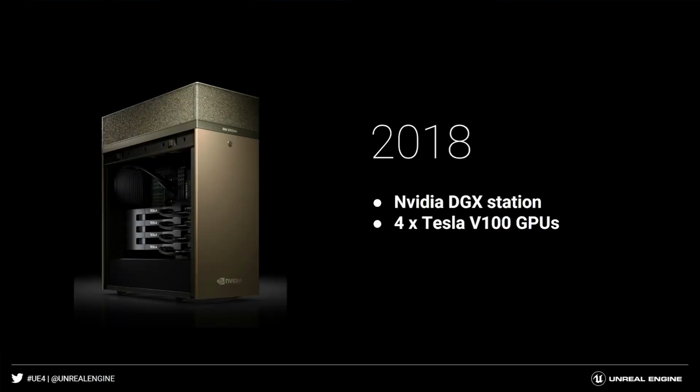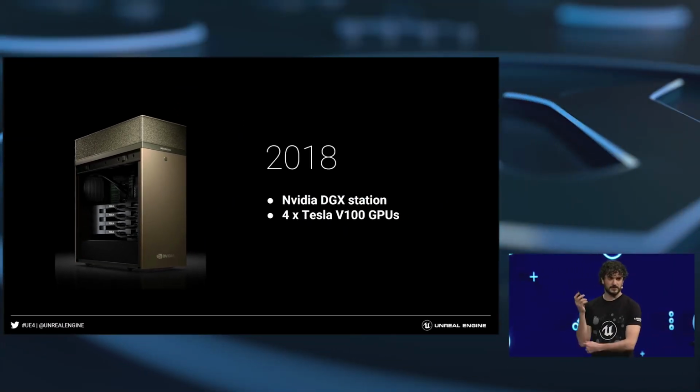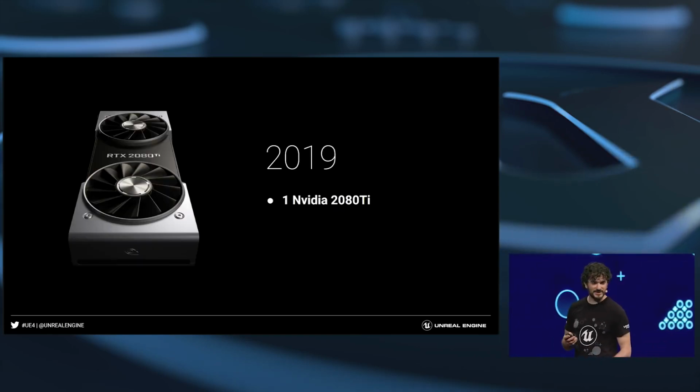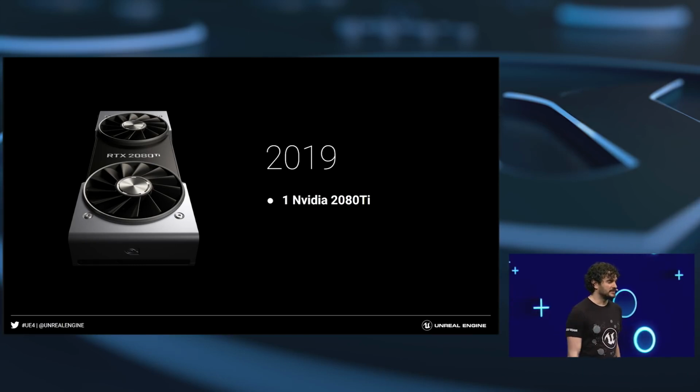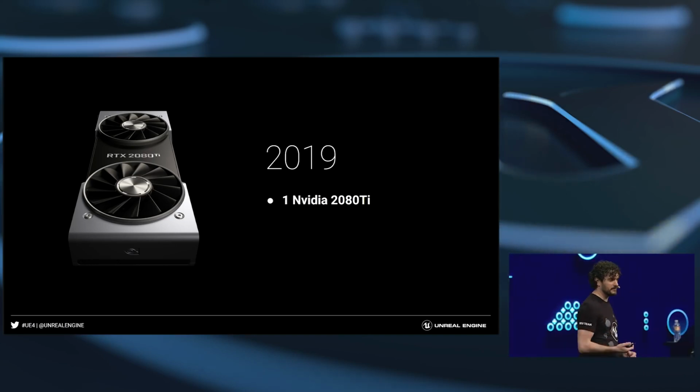I have not talked about hardware yet. This is the hardware we use for Reflections a year ago, a high-end DGX station with 4 NVIDIA Teslas. This is a high-end machine, not very cheap. And this is the one we have used now. This is just one single 2080 Ti, just one GPU, and it's a consumer-grade GPU.